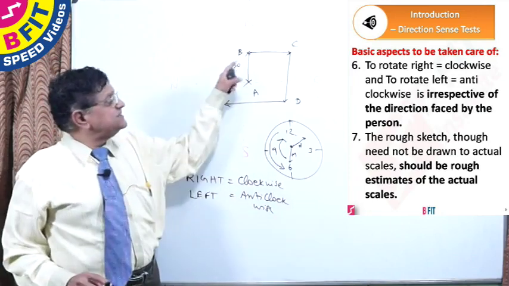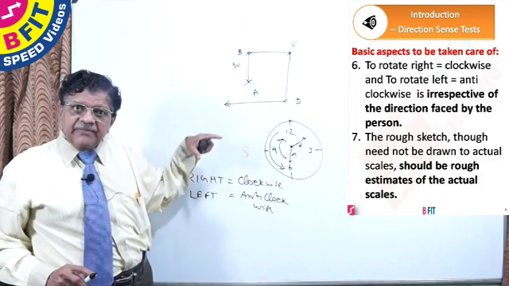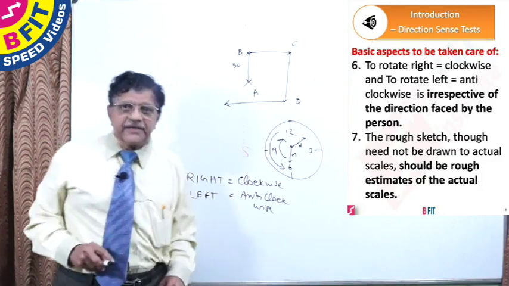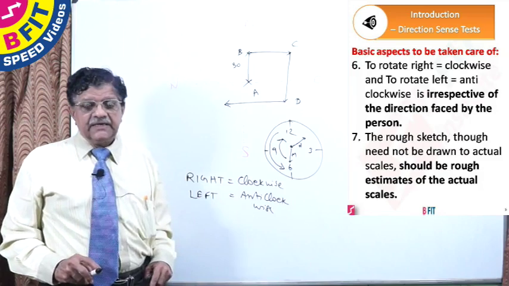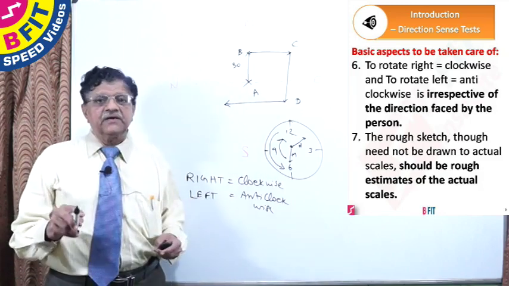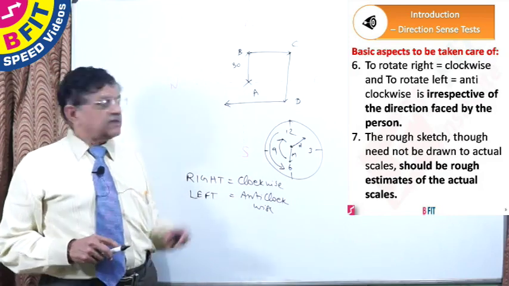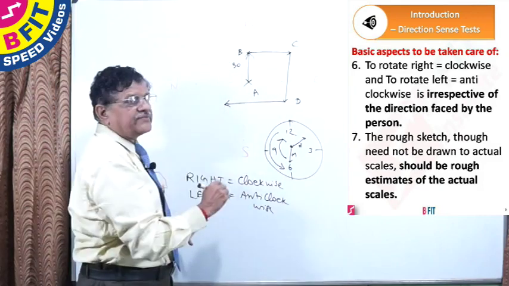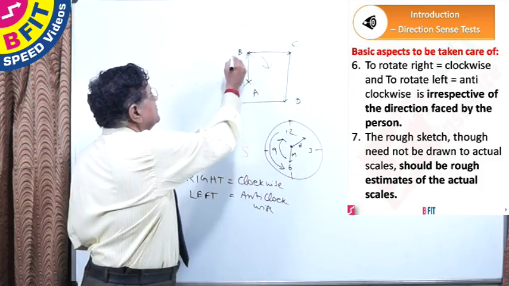If a person turns right, it is clockwise, and if a person turns left, it is anti-clockwise. The important point to note here is that this is always true irrespective of the direction which the person is facing. It's a very important point. Suppose a person is facing north. For him clockwise, what is clockwise? He has to turn right. This is clockwise and this is anti-clockwise.